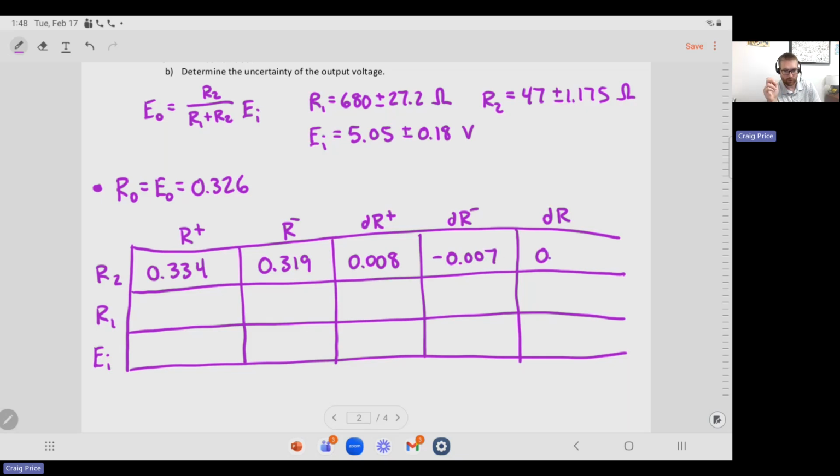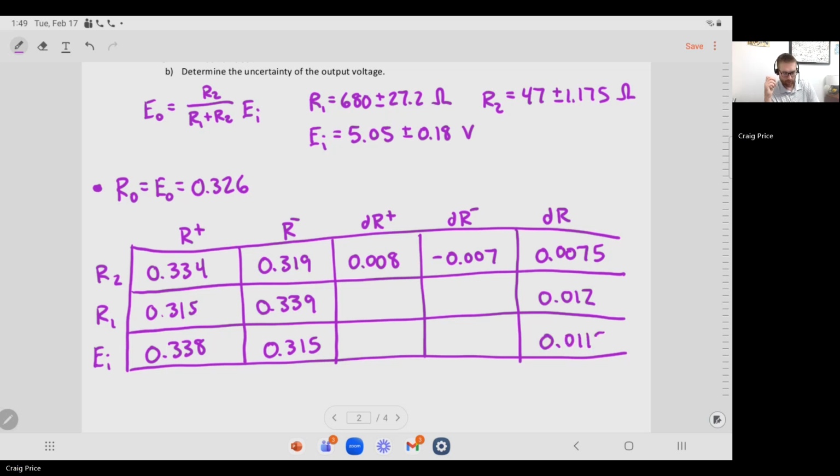And so the average of those is 0.0075. That's just the average. And this final column is what we're going to use when we do the root sum square at the end. Just like what is the average change that each of these factors gives to my multivariable system. So I do the same thing for R1. I'm not going to fill this all out. You can kind of do some of the math if you'd like. And then I do the same thing with E in. So what happens if my input voltage is a lot higher or a lot lower? And that gives me something like this.